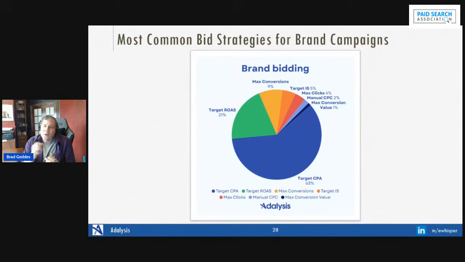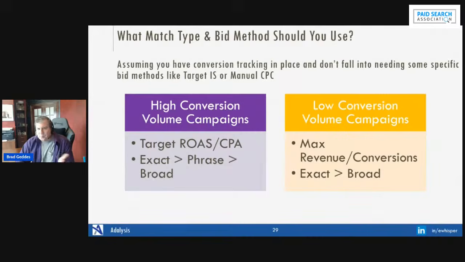This is also the highest percentage of target impression share, which hit 5%. So for brand campaigns, 1 in 20 uses target impression share bidding. But this was a huge number to see. Target CPA is what brands with decent amounts of data turn to first, and target ROAS second. I think that says a lot about the bid strategies.